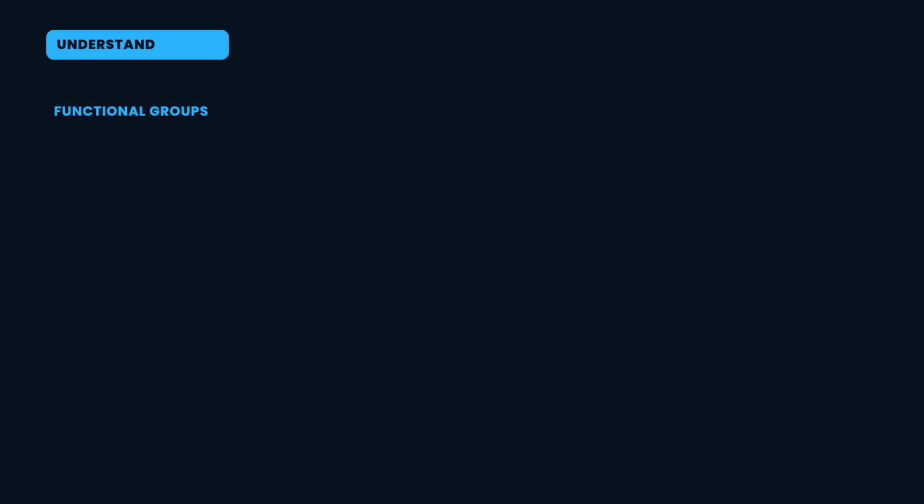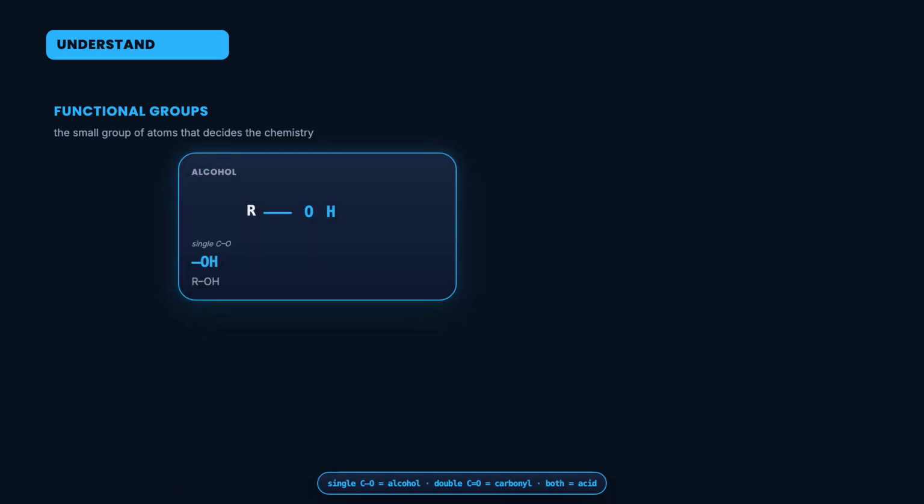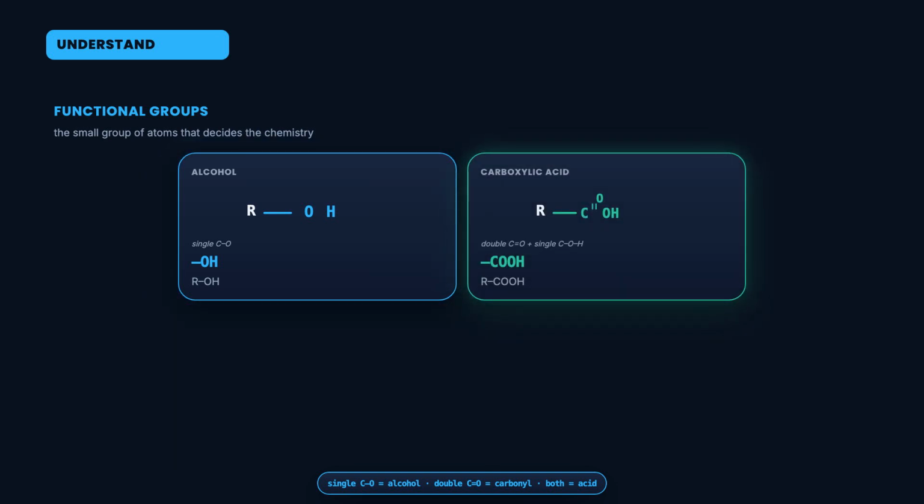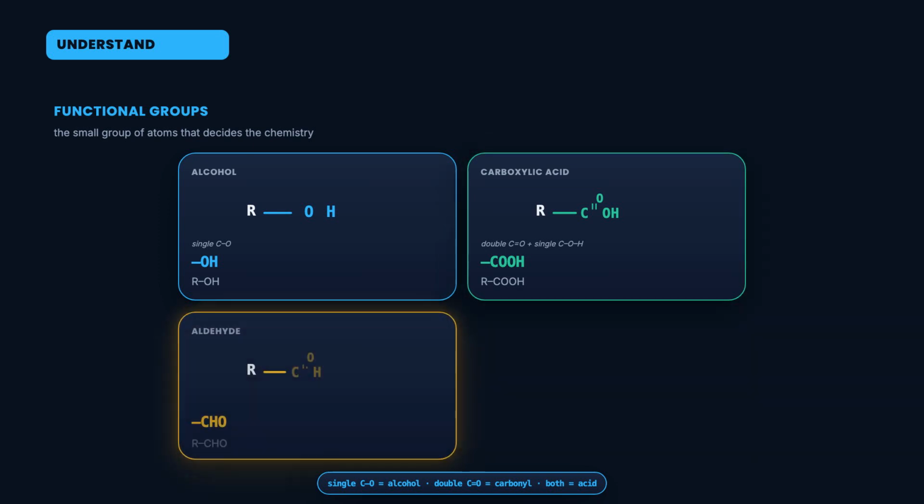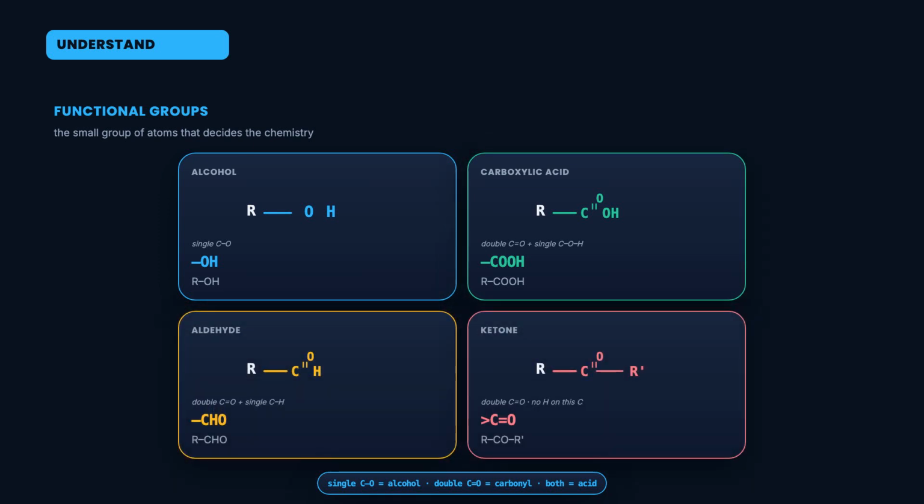Now, replace 1 hydrogen in a hydrocarbon with a small group of atoms, and the whole compound's properties change. That small group is the functional group. A hydroxyl group makes an alcohol. A carboxyl group makes a carboxylic acid. There is also the aldehyde group and the ketone group. The functional group is the active site.